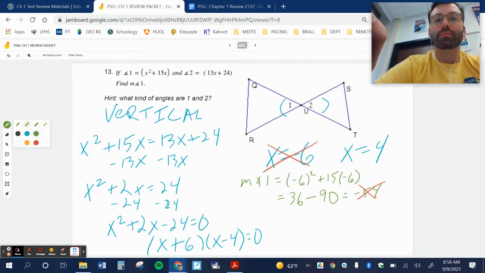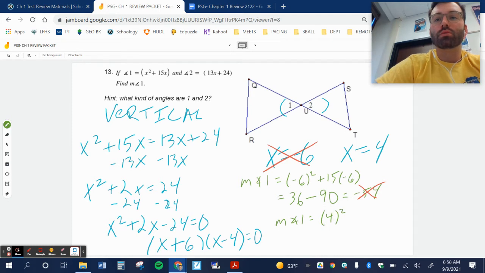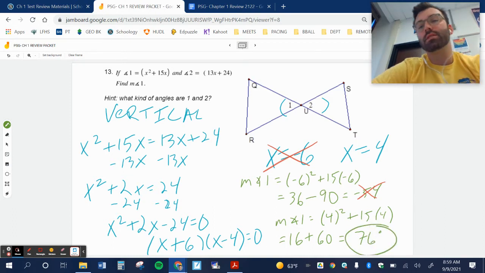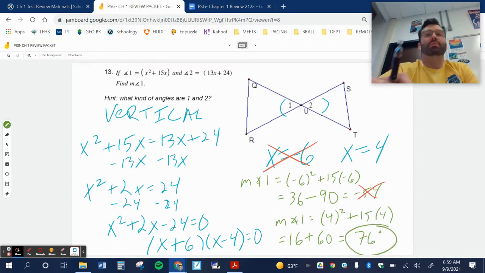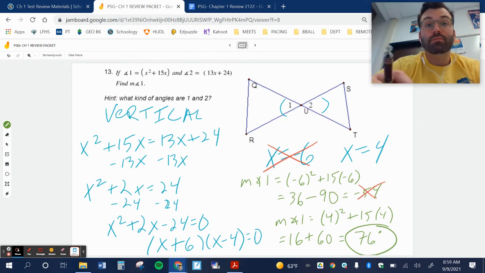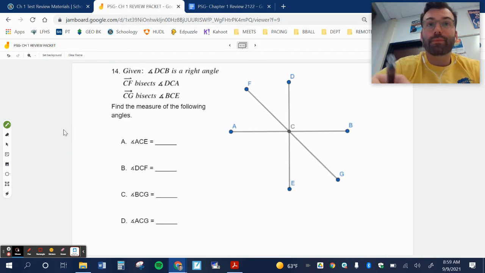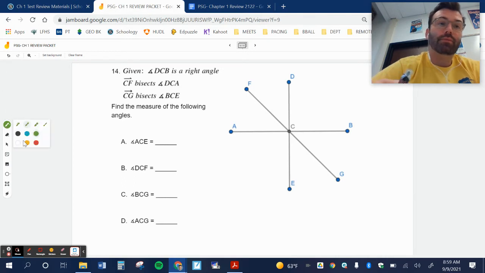Let's plug in 4. Measure of angle 1 equals 4 squared plus 15 times 4. 4 squared is 16. 15 times 4 is 60. Add the two together, I get 76 degrees. It's a positive number. There's my answer. Wow, that's sweet. It's real cool, isn't it? Here we go. Let's keep going.